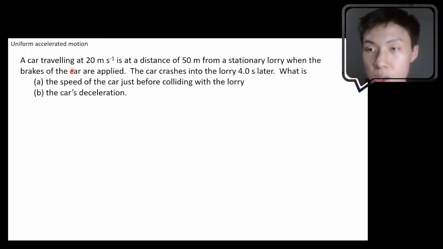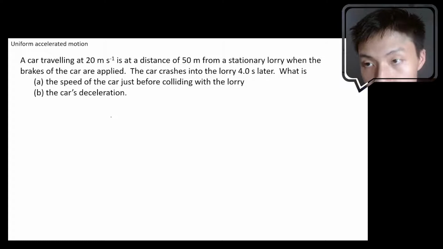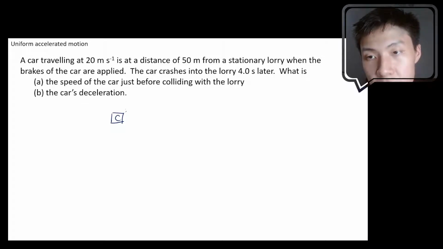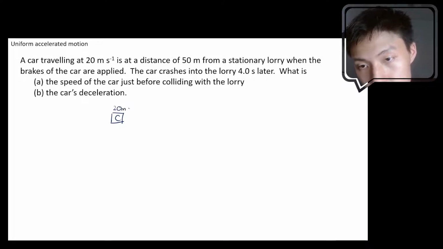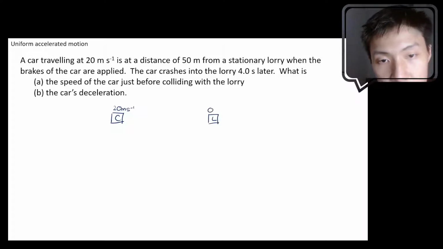It mentions that you have a car and it's traveling at 20 meters per second. Let's draw that down. Let's say I use a square here, then I label it as C to show that it's a car. And this car is traveling at 20 meters per second. Then this car is at a distance of 50 meters away from a stationary lorry. So I have another lorry here, and this lorry is stationary, 0 meters per second.